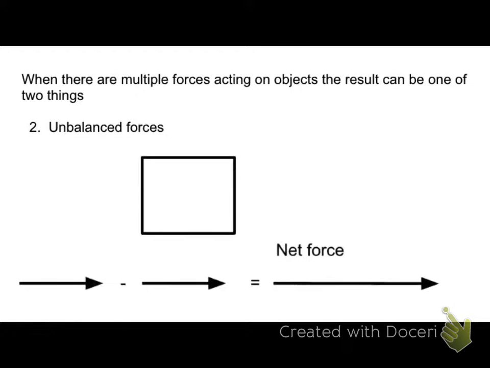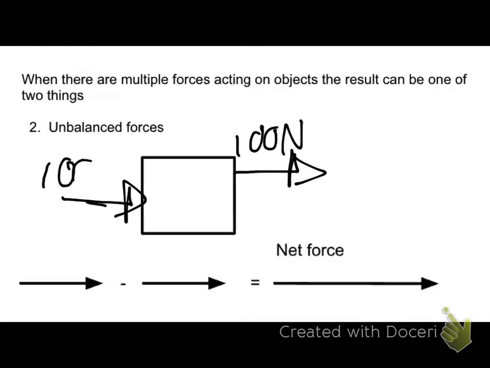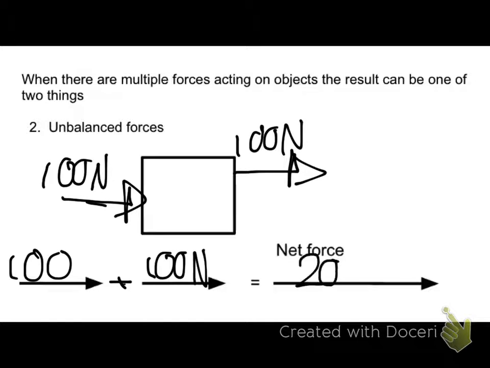The other option is that our forces can be considered unbalanced. Okay, so in this example, let's say we have a force of 100 newtons pulling in this direction and then a push force of 100 newtons in the same direction. Okay? Then we're going to wind up with 100 plus 100, and you're going to wind up with a 200 Newton force. So there is going to be motion here. This is unbalanced.